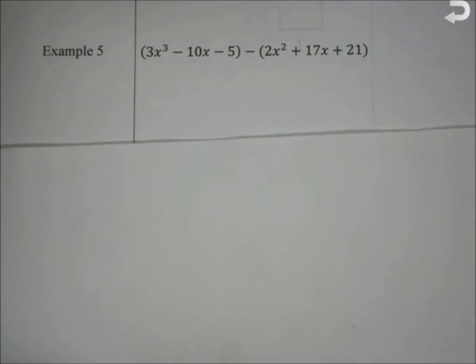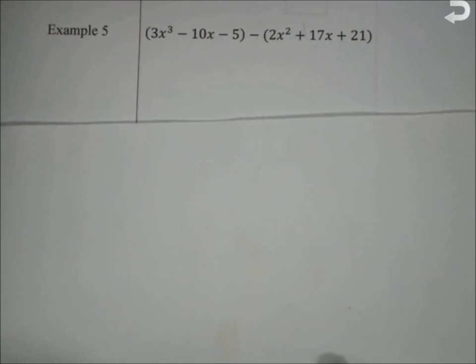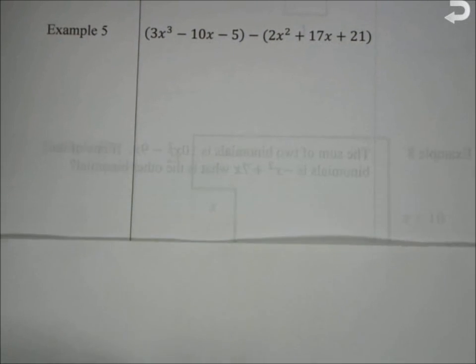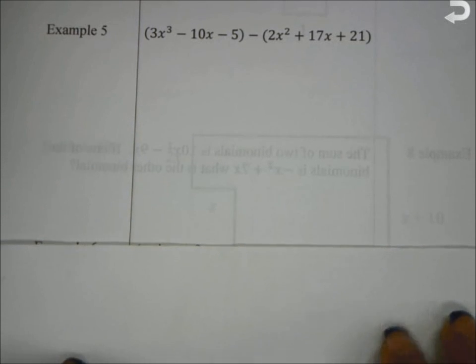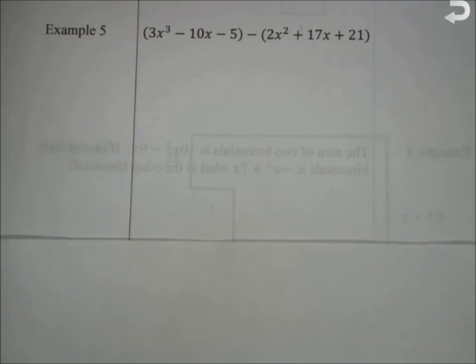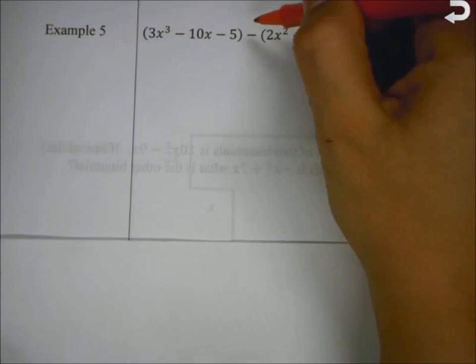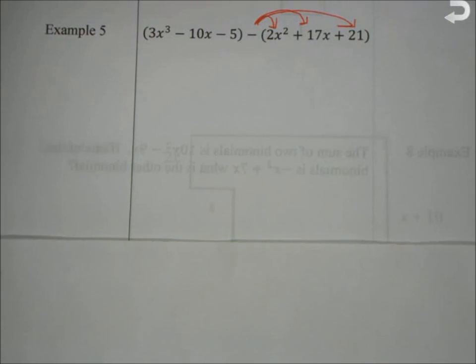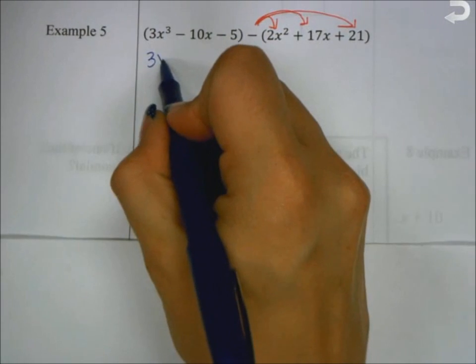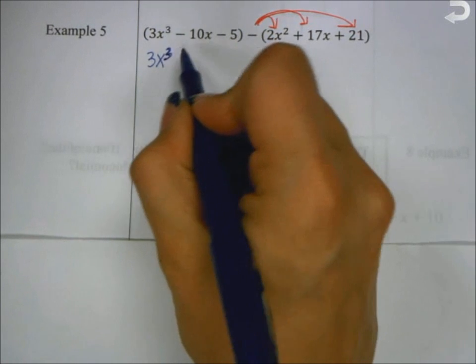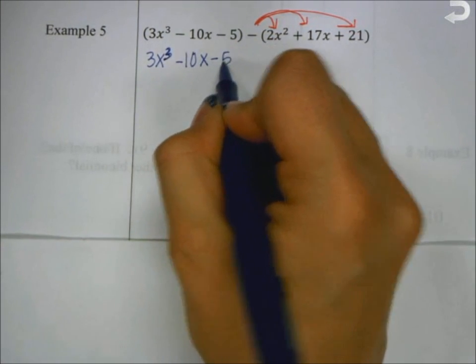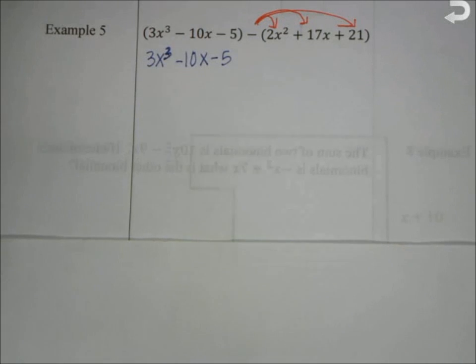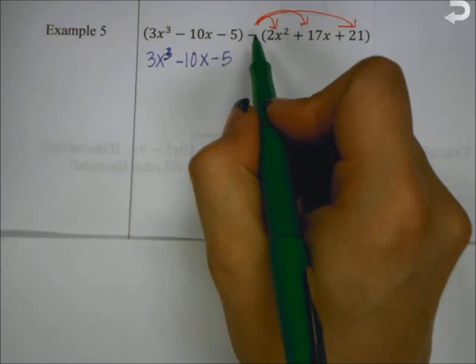Alright, so for example 5, what's my first step? I have to distribute the negative, so let's distribute that negative. My first one, remember, stays the same, so I still get 3x to the third minus 10x minus 5. My second one changes though. 2x squared times a negative gives me negative 2x squared. Plus 17x times the negative gives me minus 17x. And plus 21 times the negative is minus 21.